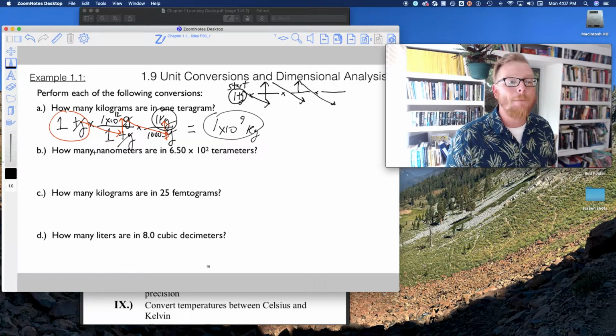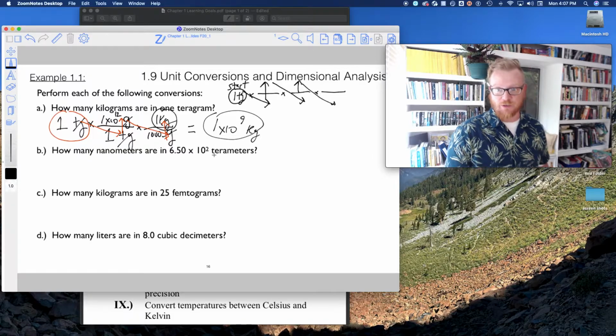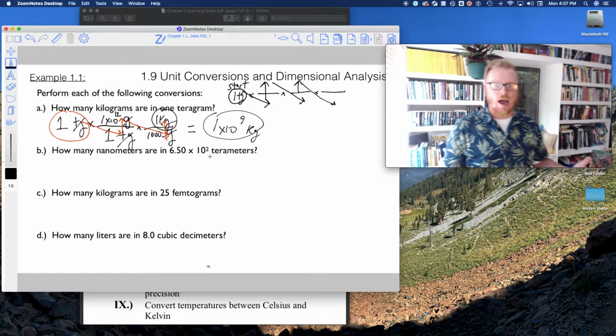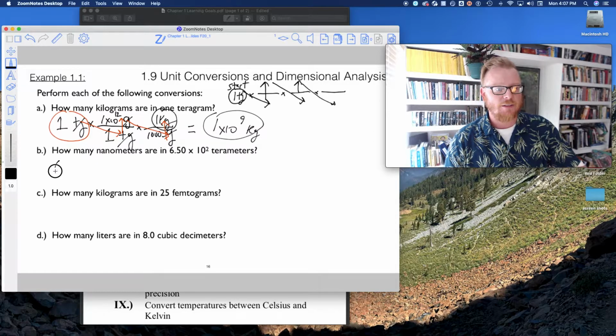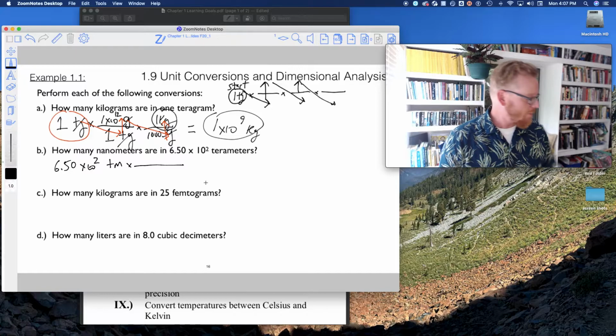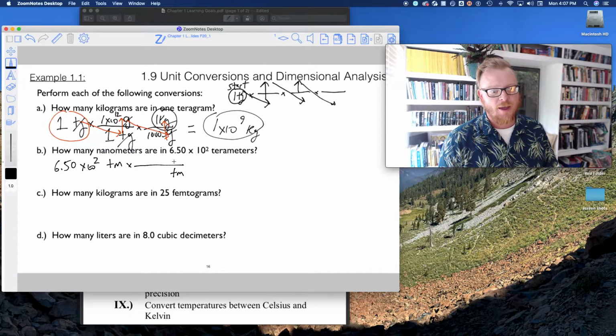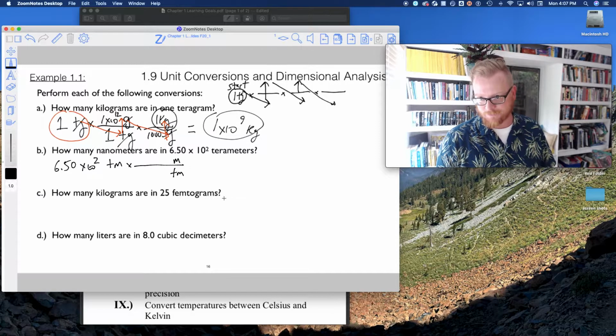Okay, how many nanometers are in 6.5 times 10 to the 2 terameters? So how do we start this? Well, we start with the number we were given, in this case 6.50 times 10 to the 2, and that's a terameter, Tm. So automatically, I know I'm going to put a terameter down here, and then I'm going to put a meter up here.